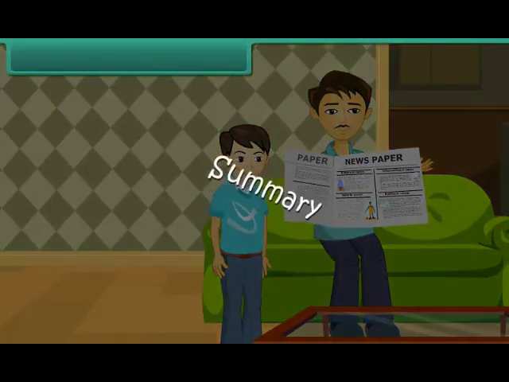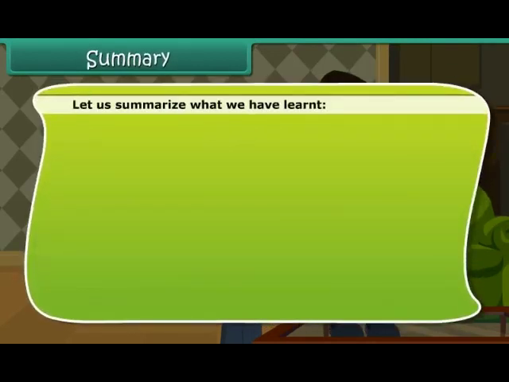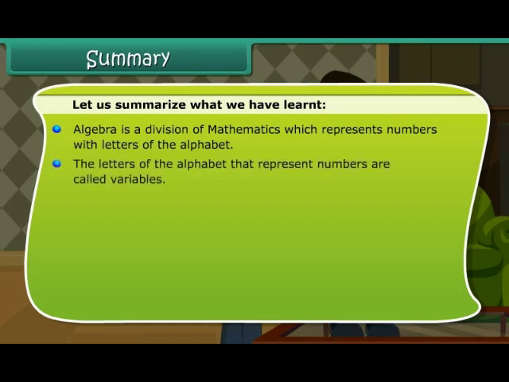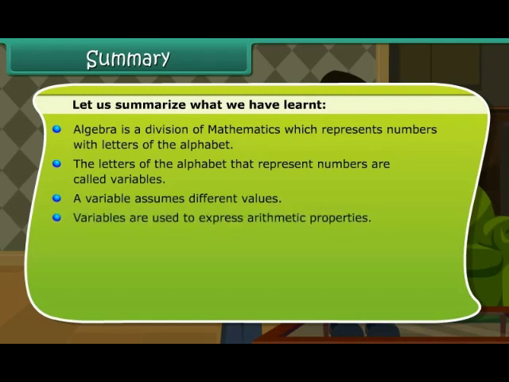Summary. Let us summarize what we have learnt. Algebra is a division of mathematics which represents numbers with letters of the alphabet. The letters of the alphabet that represent numbers are called variables. A variable assumes different values. Variables are used to express arithmetic properties. Variables are used to express geometric concepts.